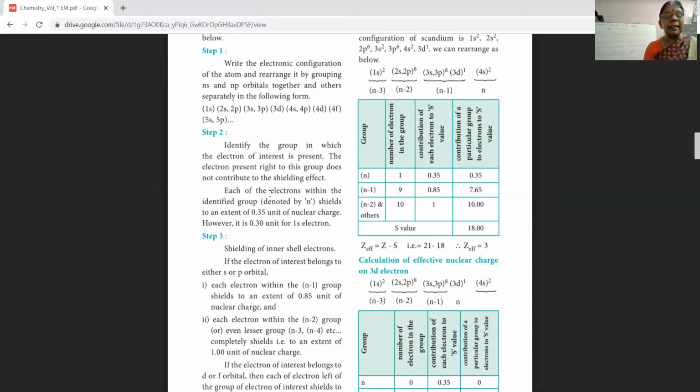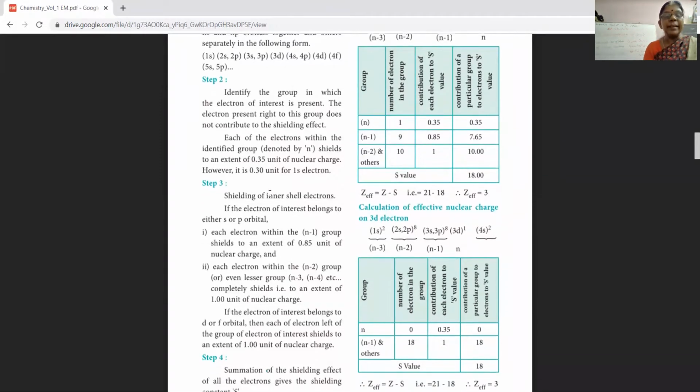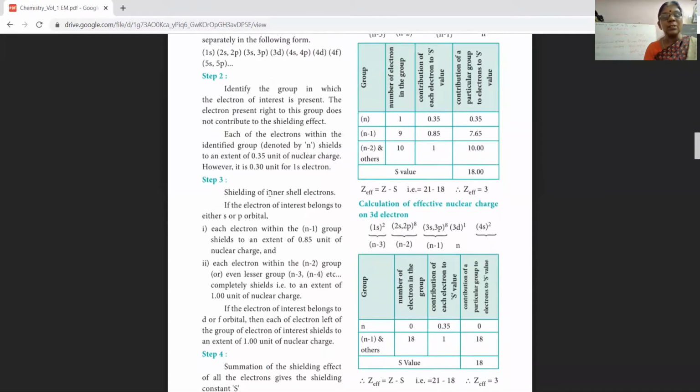Third step is shielding of inner electrons. If the electron of interest belongs to either s or p orbital, each electron within the n-1 group shields to an extent of 0.85 unit of nuclear charge, and each electron within the n-2 group or lower groups, that is n-2, n-3, n-4, they completely shield, that is to an extent of 1.00 unit of the nuclear charge.